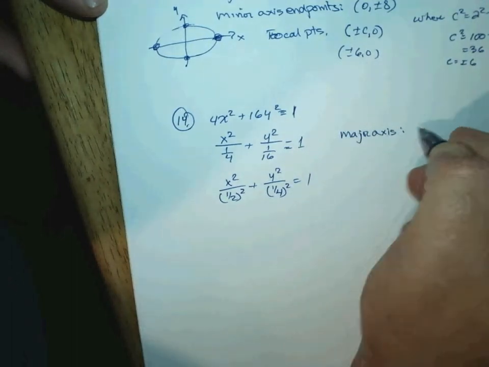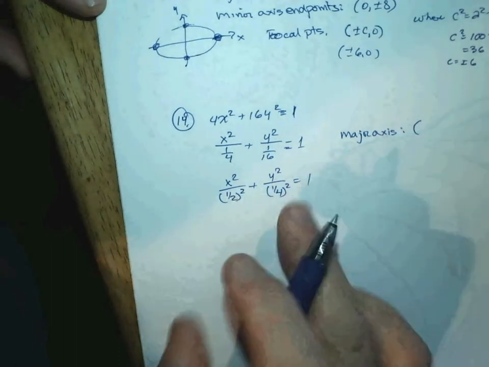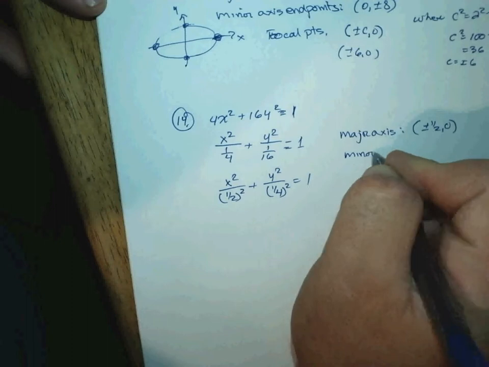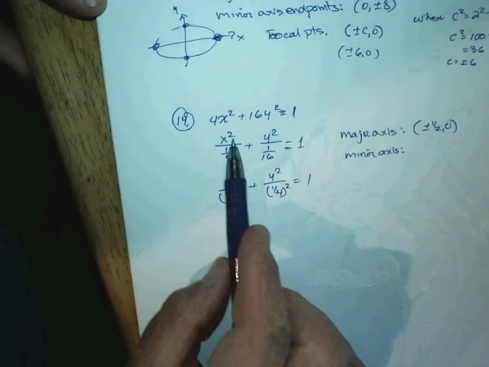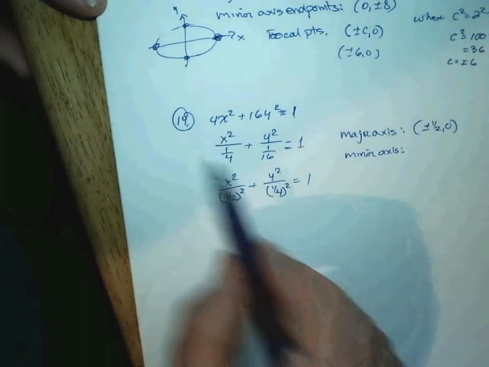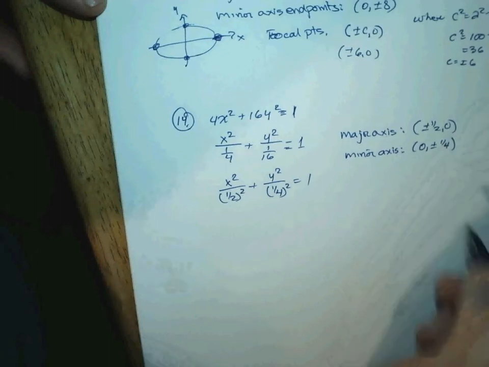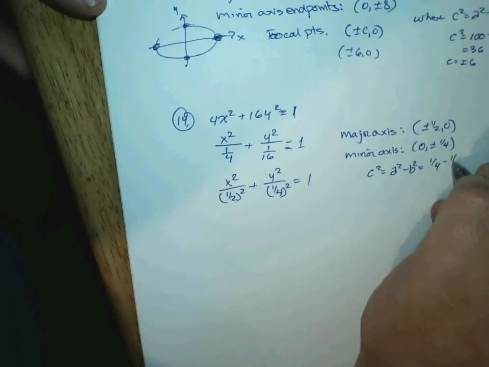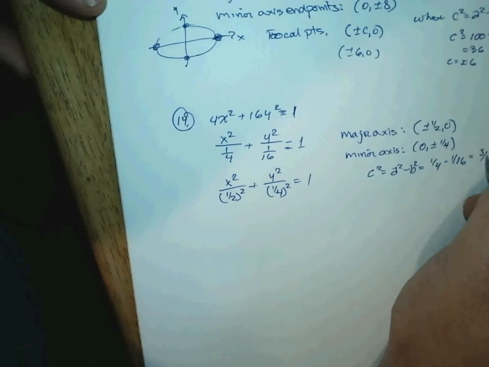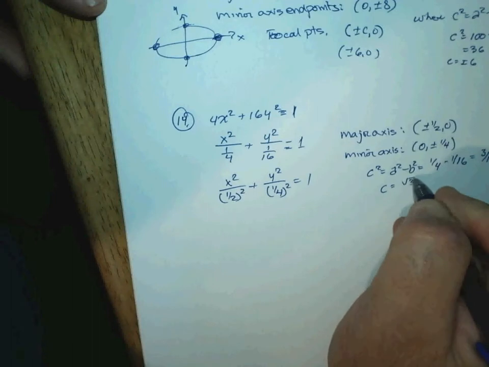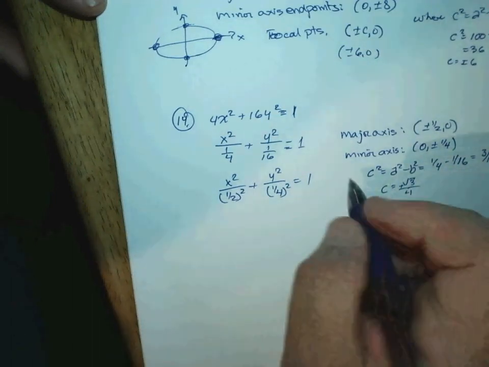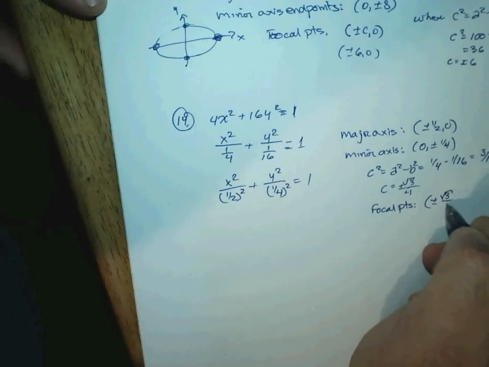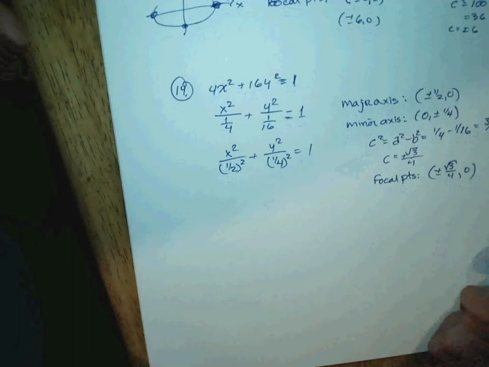Again, the x squared denominator is the larger one. So the major axis endpoints are going to come from here. When the y is 0, x is either going to be a half or negative a half. Your short axis is the one with the smaller denominator. When the x is 0, y is either a fourth or negative a fourth. c squared is a squared minus b squared. That is a fourth minus a 16th. So that's 4/16 minus 1/16, that's 3/16. So c is plus or minus root 3 over 4. And that's along the x-axis, which is the long major axis. So your focal points are (plus or minus root 3 over 4, 0).